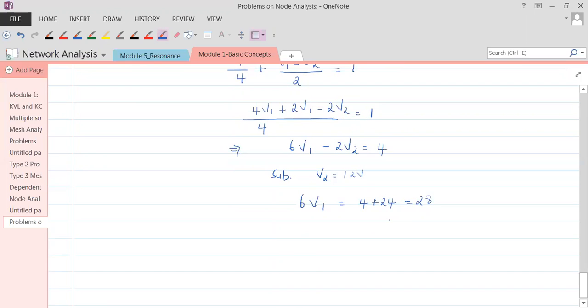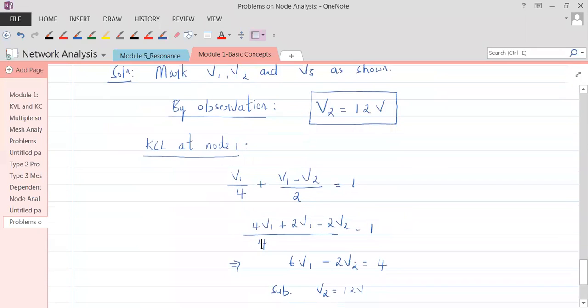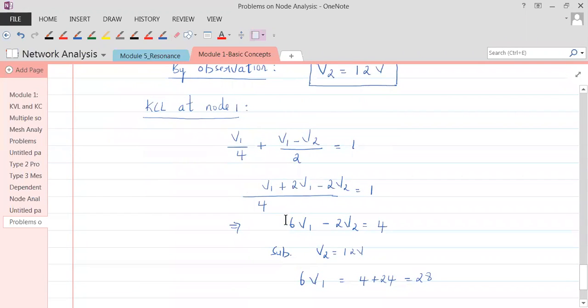Is V1 9.33? No. How much would it be? 6V1. The LCM is wrong, sir. You made a mistake in the second step, sir. The LCM, 4 only, 4 will not be there, only V1. Yes, exactly. So how much would it be? It would be 3V1, right? Let me do that. 3V1 minus 2V2 is equal to 4. Yes, 3V1 minus 2V2 is equal to 4.